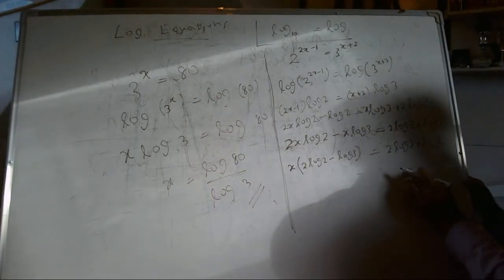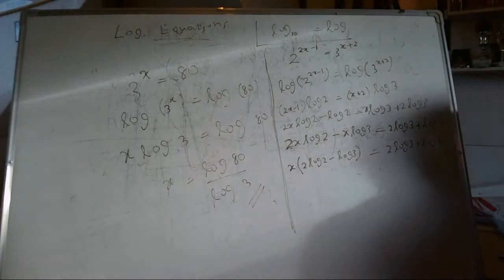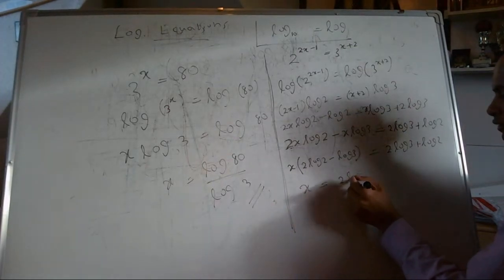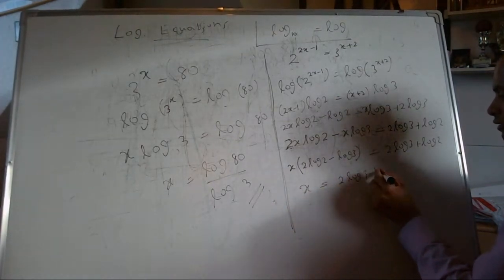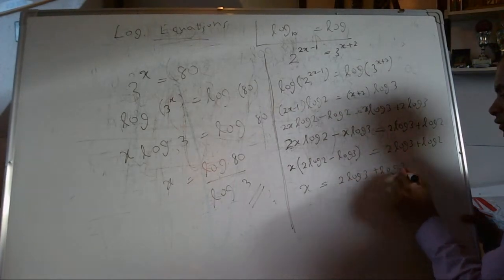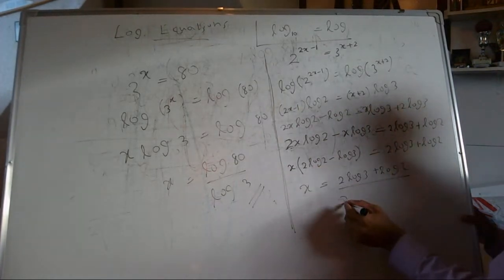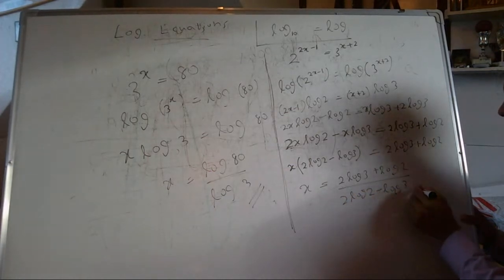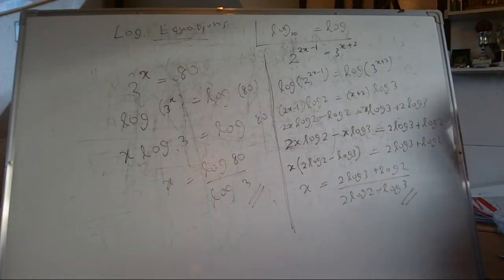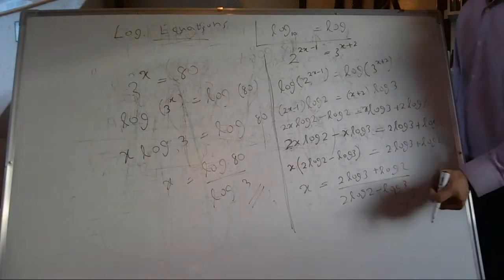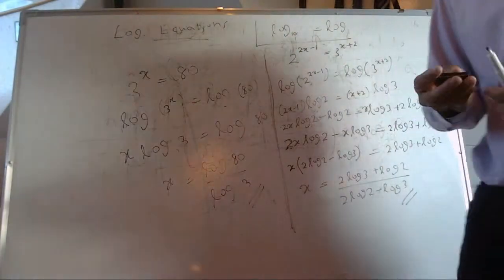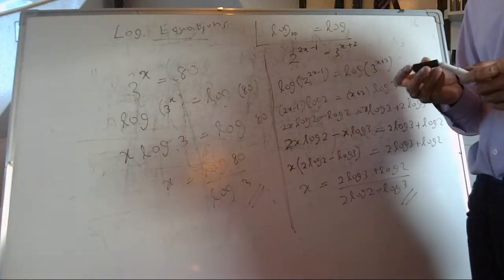You could put this 2 as a power if you want. Now x equals 2 log 3 plus log 2 divided by all that, which is 2 log 2 minus log 3, and that's the answer. So if you enter this into the calculator, you get the answer to this log equation. Now that's what log equations are.